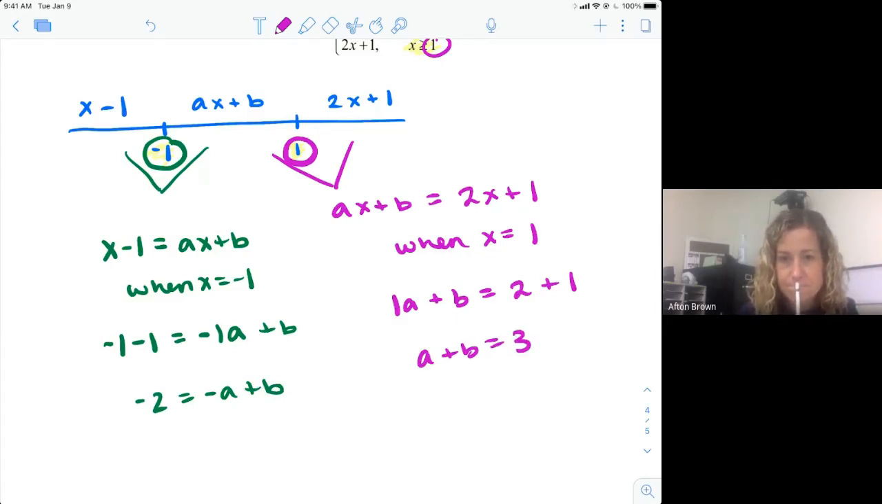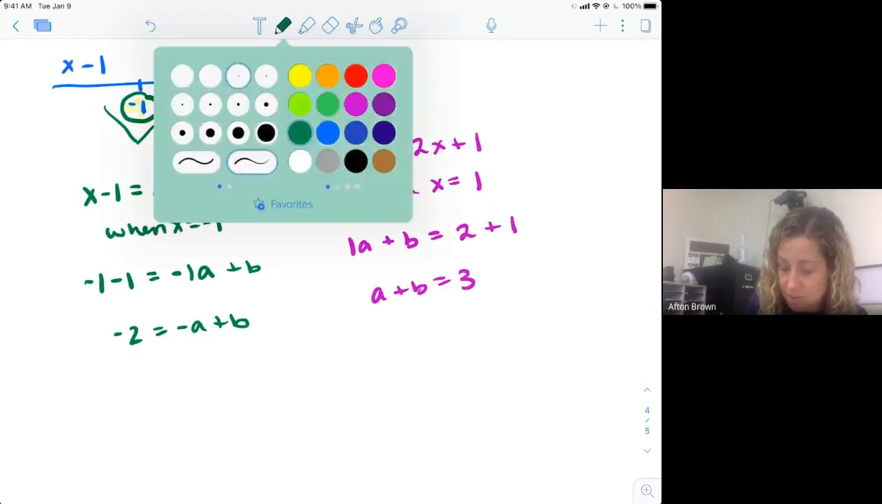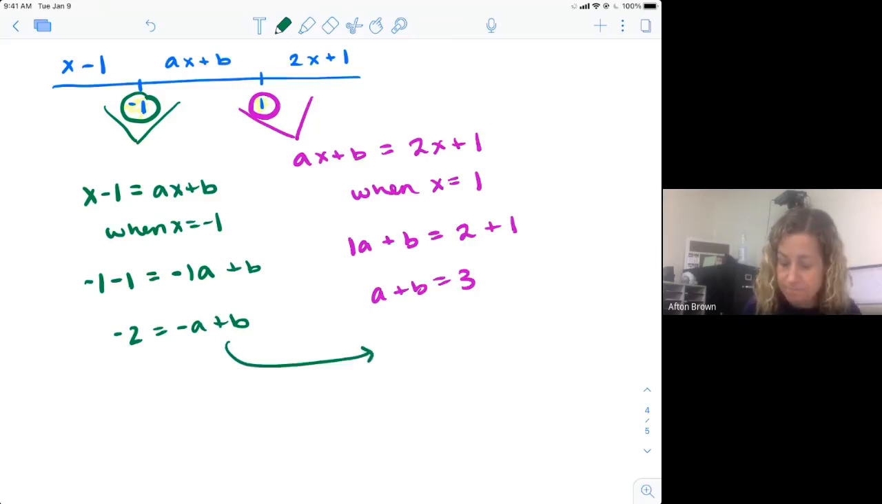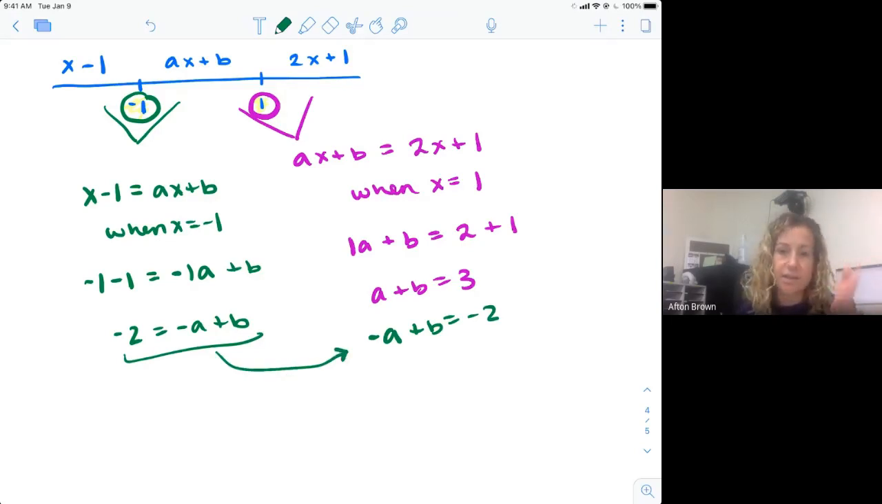Not bad. Now it comes down to your two options that you have. Your two options are you can do substitution or elimination. I like elimination, so I'm going to take this green equation. I'm just going to write it below my purple one. I'm going to just switch the order. So I'm going to write it as -a plus b equals -2. So all I did was take this equation and write it below that equation and just line up the a, b, and the constant. Didn't change the order or anything. I basically just flipped it.